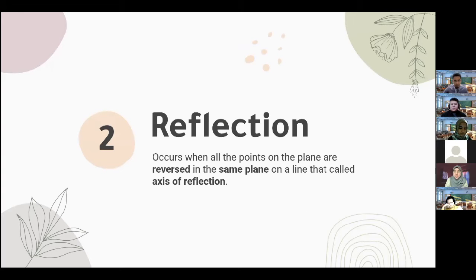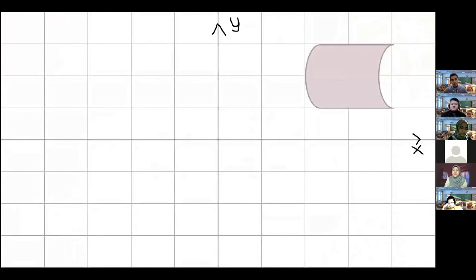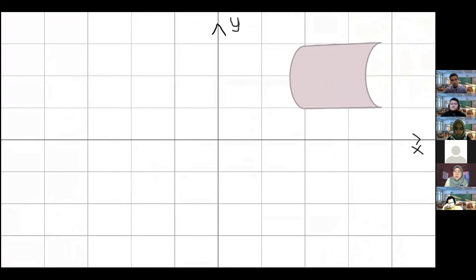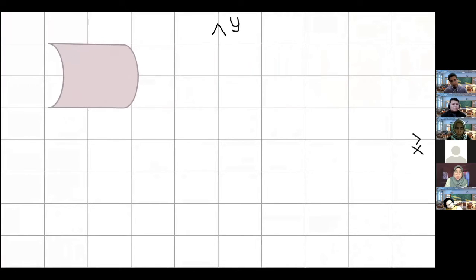Number 2, reflection. Reflection occurs when all the points on the plane are reversed in the same plane on a line called the axis of reflection. For example, you are given this object and I want it to be reflected through the y-axis. The image will be like here. As you can see, the distance from the object to the axis of reflection is the same as the distance from the axis to the image.